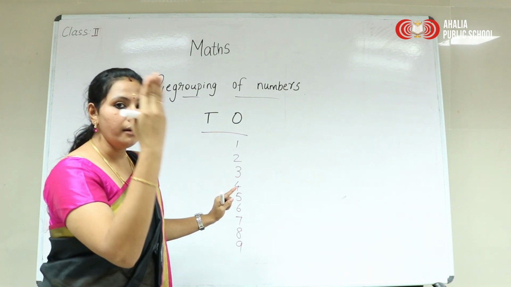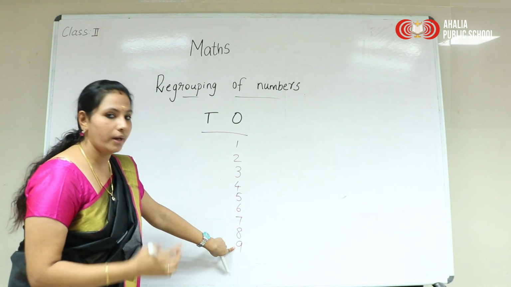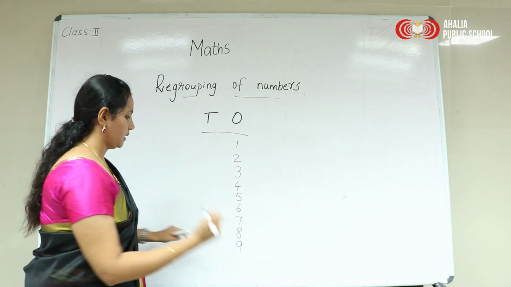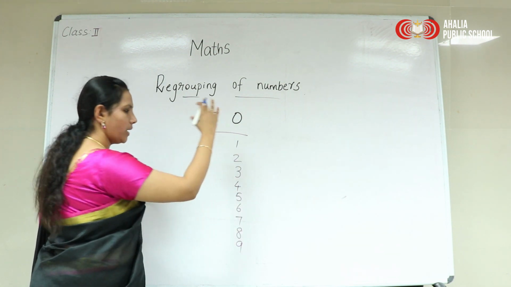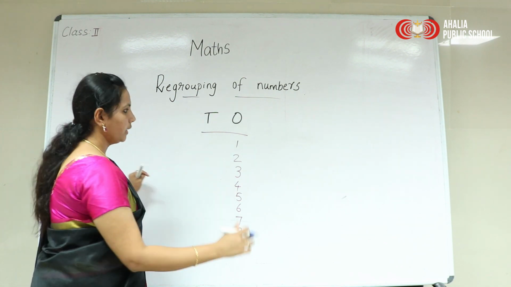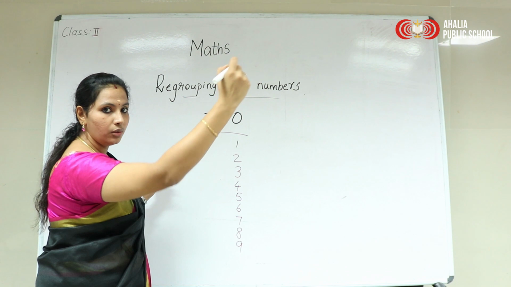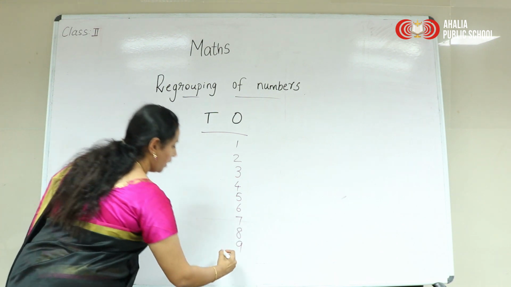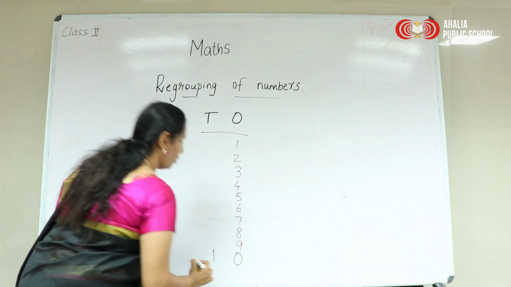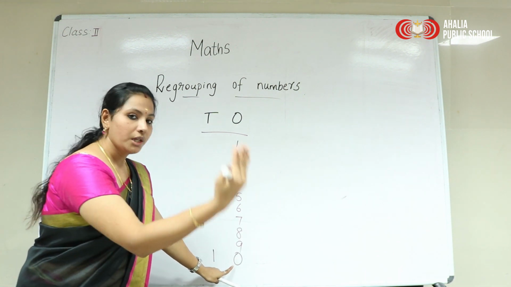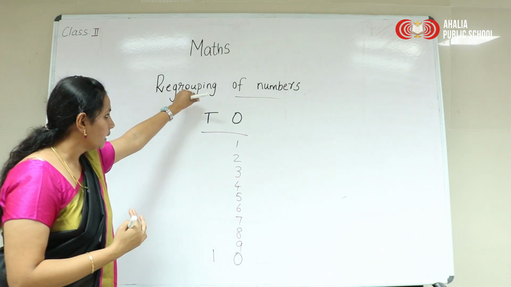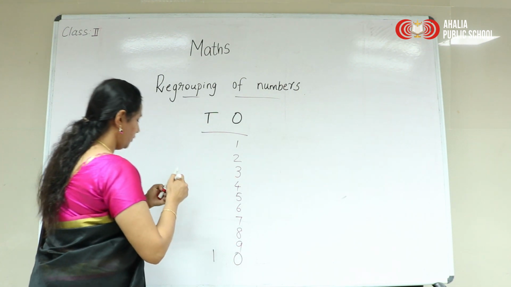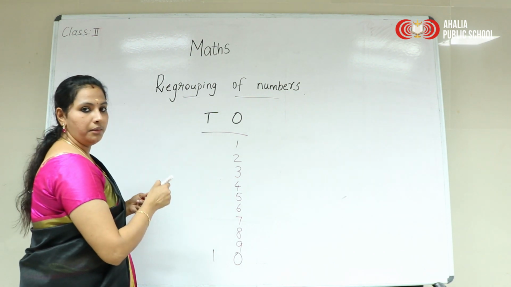If more than 9 ones. See here, 9 is the largest one digit number, right? After 9, what's the number? Yes, 10. How will we write 10 in ones place itself? No. For 10 means 1, 0. So you have to assign a place for a tens place also, right? How will you write 10? 1, 0. So what happened here? We shifted this 1 to which place? Tens place, right?